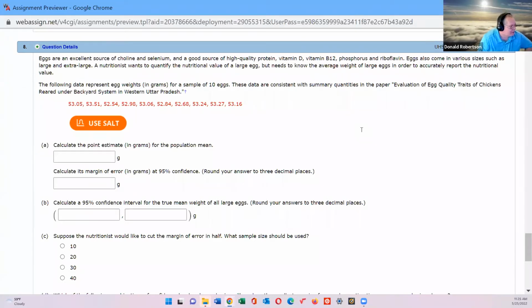Now, eggs also come in various sizes, right? So you can get large and extra large. And so a nutritionist wants to quantify the nutritional value of large eggs. In other words, if you're going to eat eggs because they're good for you, and small eggs have got more good stuff in them than big eggs, then wouldn't you tell people, eat small eggs, even if it means eating 2 of them instead of 1 big egg? You're going to get more vitamins and all that good stuff. But the person needs to know the average weight of large eggs in order to accurately report the nutritional value.